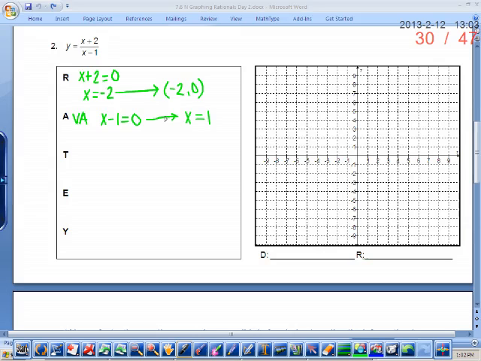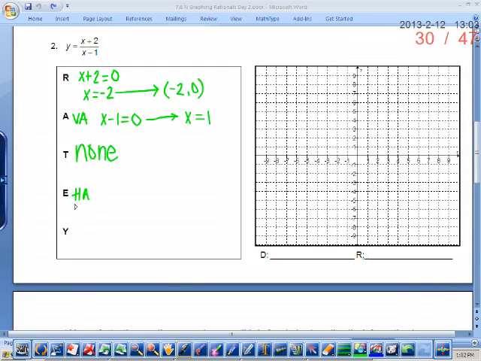T. In T, we look for squared factors. Do I have any squared factors? So I have no tangent and no togetherness in this graph. Okay. E is our end behavior, which tells us we're thinking about our horizontal asymptotes.